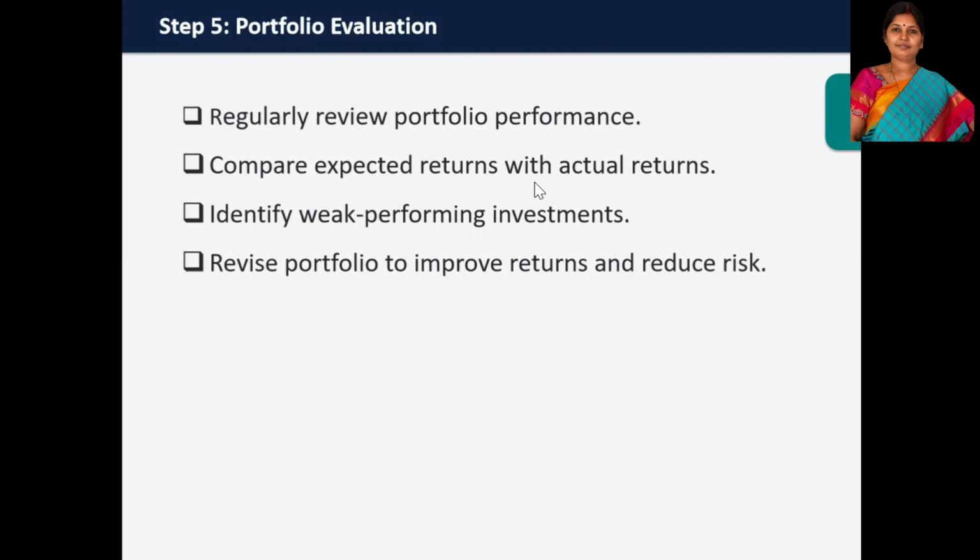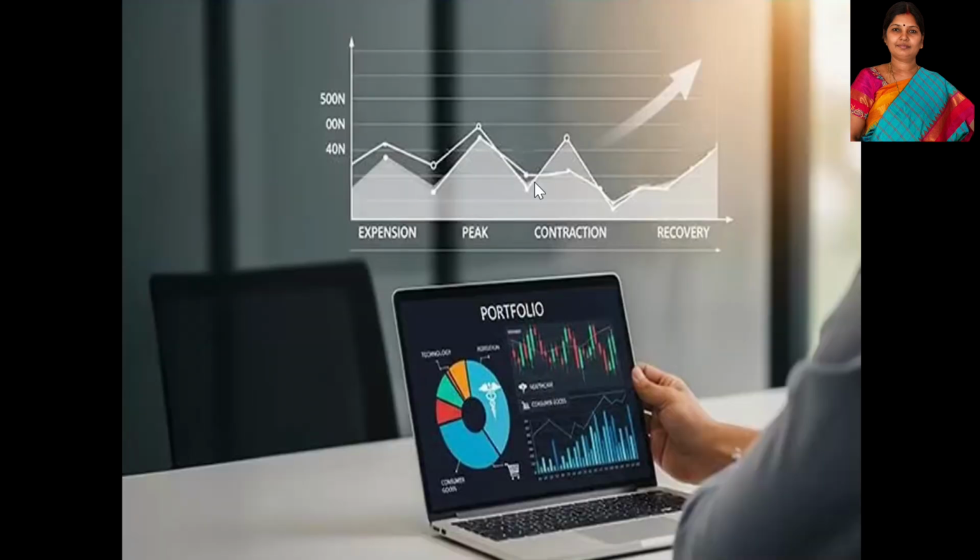Next, identify weak performing investments. If you observe any weak performing investments, then immediately what you should do, you have to withdraw funds from those weak performing investments and invest in other investments which are performing well, right? So revise the portfolio to improve your returns and also to reduce risk. If you do this portfolio evaluation, then what will happen? Your returns will be improved and your risk will be reduced.